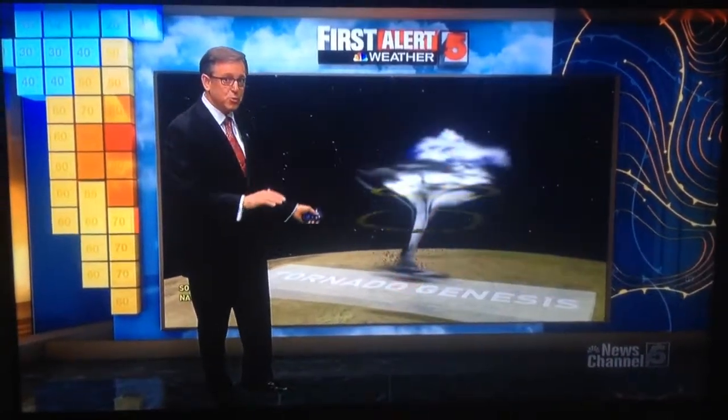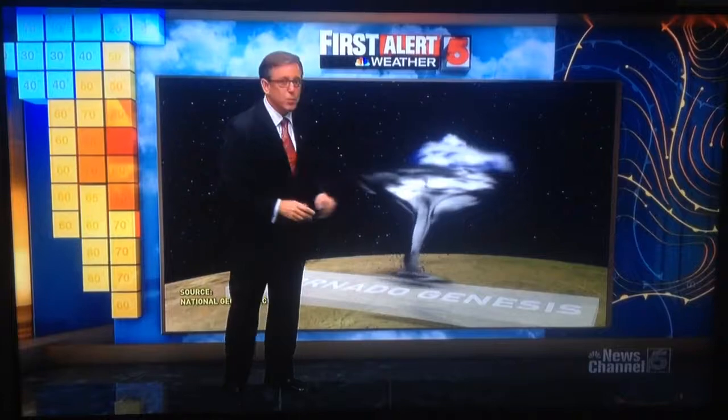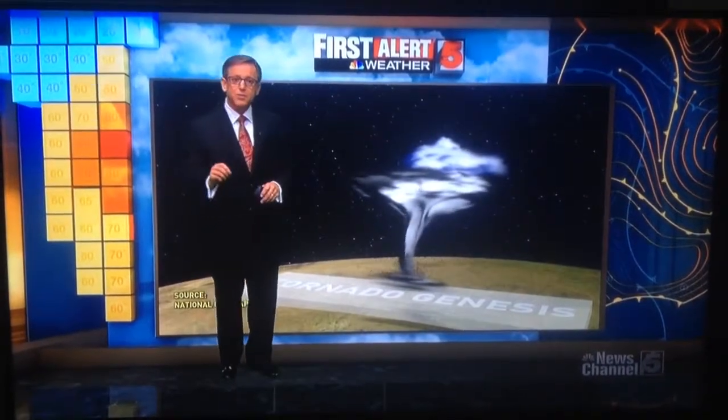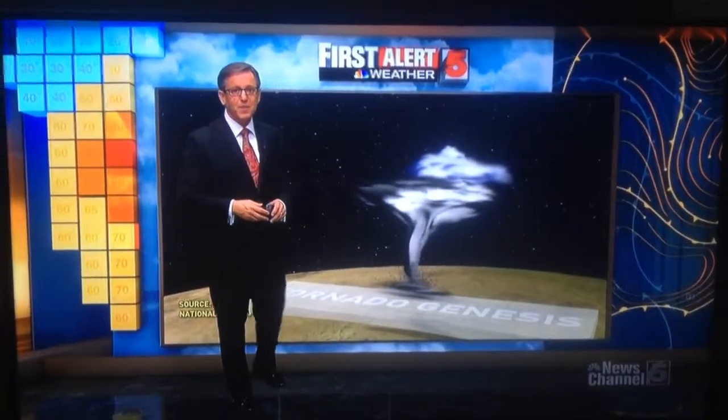As it pushes toward the surface, the first thing we see at the base of the cloud is a wall cloud, then we see a funnel cloud, and when this circulation reaches all the way to the surface and touches it, that is when we have our tornado.